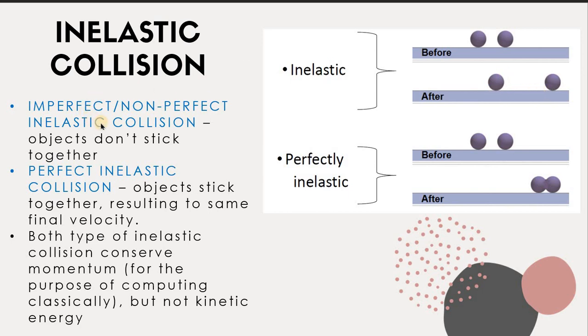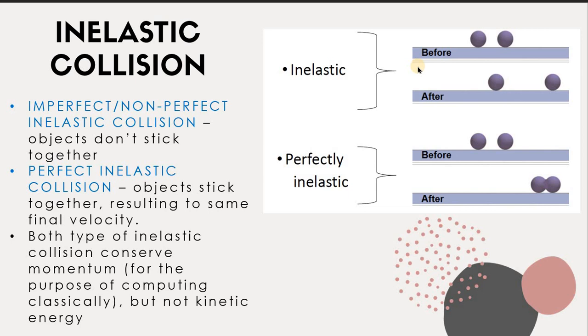For imperfect inelastic collision, objects do not stick together. After the collision, they will be moving apart from each other, either in the opposite direction or in the same direction, but again, they will not stick together. While for perfect inelastic collision, here you have 0% elasticity.